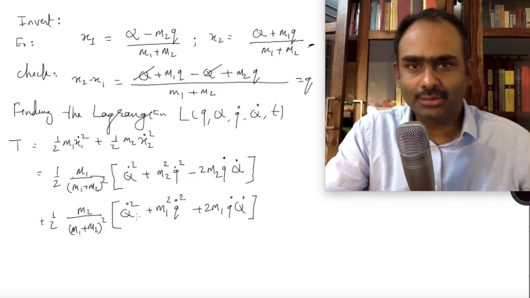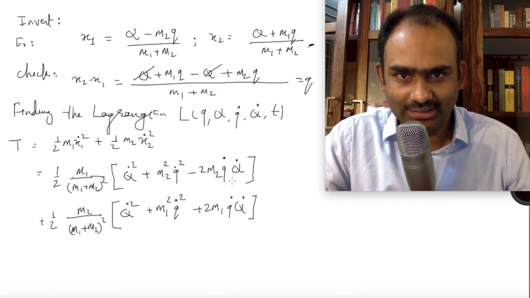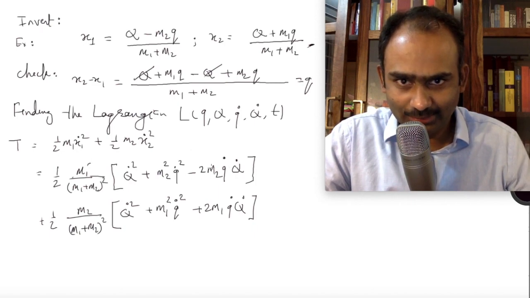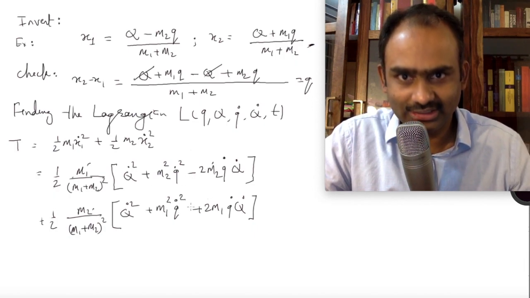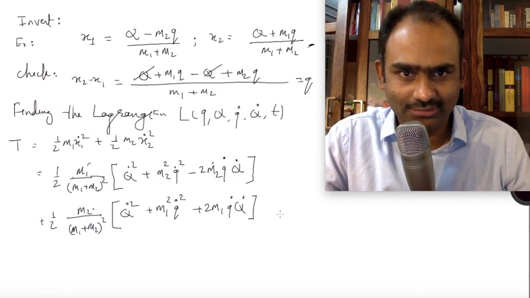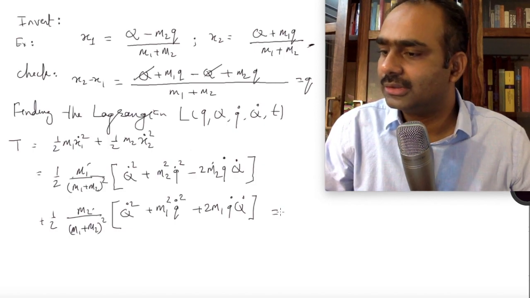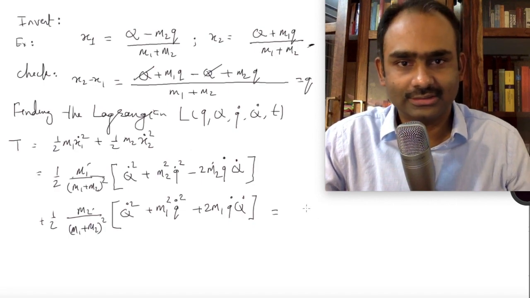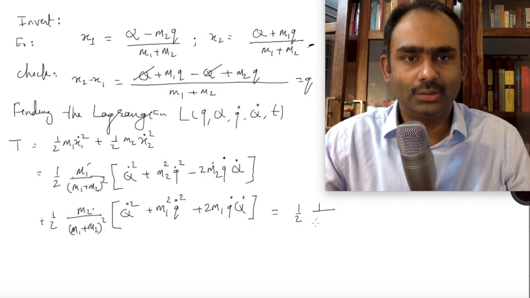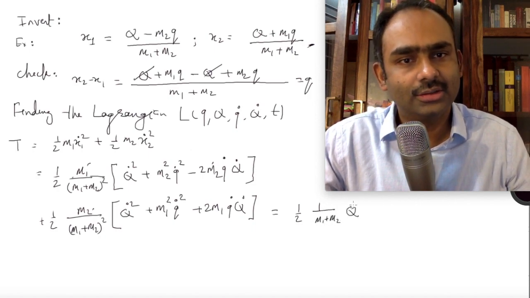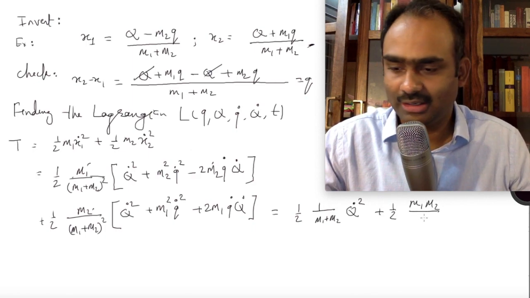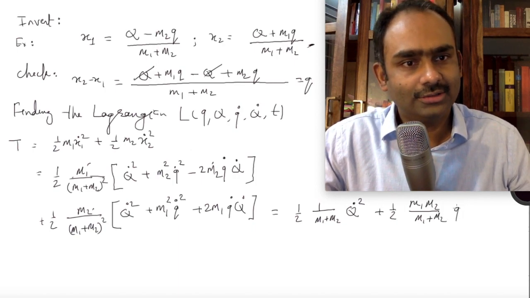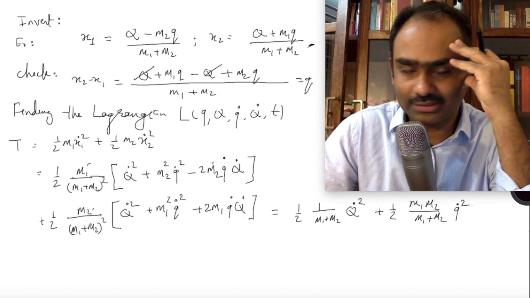Let's see what we get when we add the two. You see that these cross terms, the off diagonal terms, will have m1 m2 here and m2 m1 there, which is the same as before. And then you have small q dot, capital Q dot, which is also here, a factor of 2 and a factor of half, and they are opposite in sign. So these two cancel, and what you're left with is the following: half 1 over m1 plus m2 capital Q dot square plus half m1 m2 in the numerator and m1 plus m2 in the denominator and small q dot square. That's what you're left with. All the off diagonal pieces are gone. That's good.